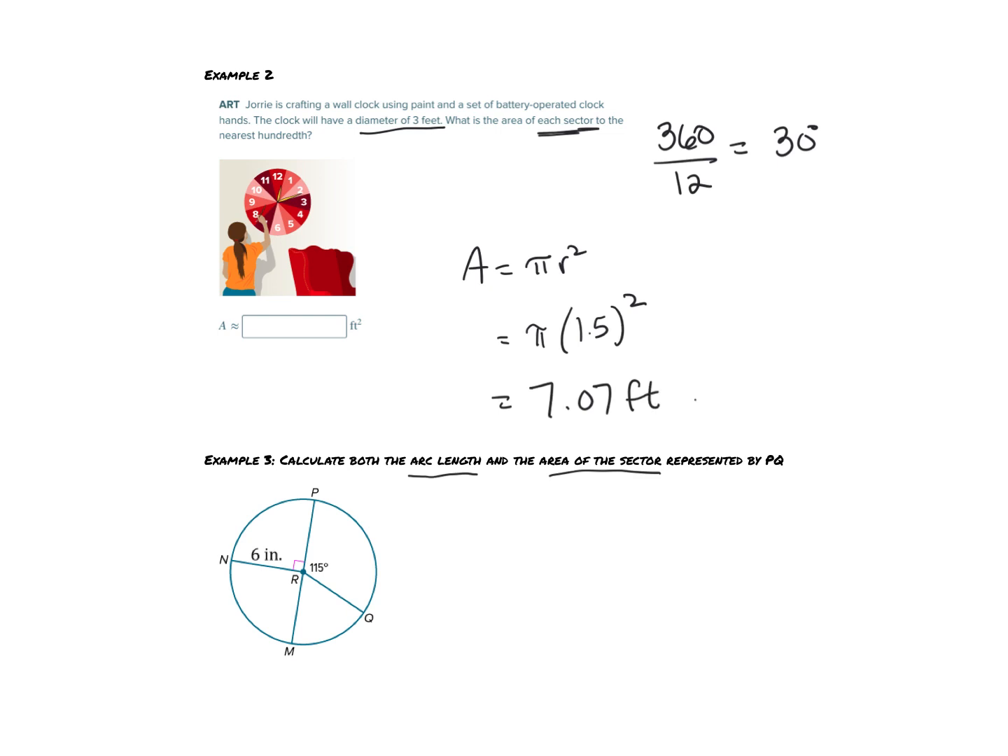When I multiply this times 30 over 360, you should have gotten approximately 0.59 or 0.6. I know it seems kind of small, but if you got 0.59 or you got 0.6, you're in great shape.